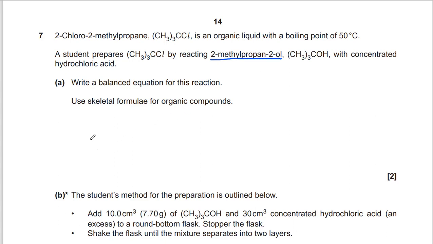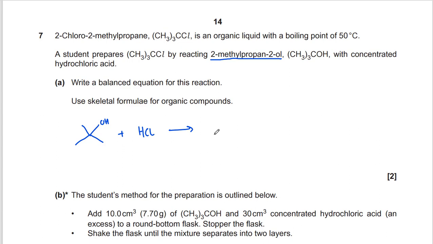So let's draw propane first. So 1, 2, 3. Okay. And now we need to put on a methyl group at the 2 position and an alcohol group at the 2 position as well. So that's what 2-methyl propan-2-ol looks like. We're adding HCl. That doesn't have to be skeletal. And we're making 2-chloro-2-methyl propane.